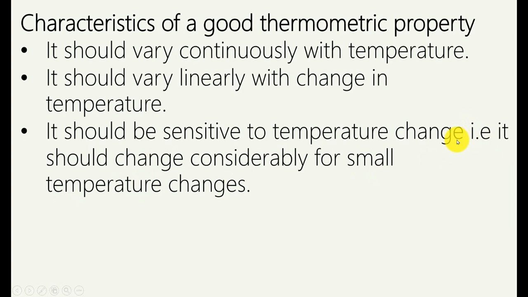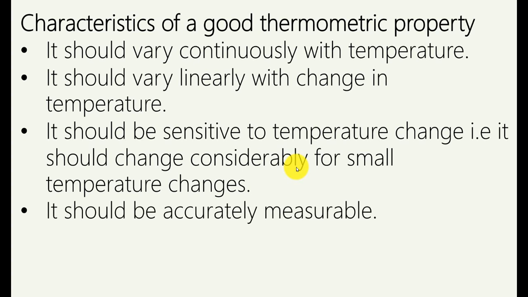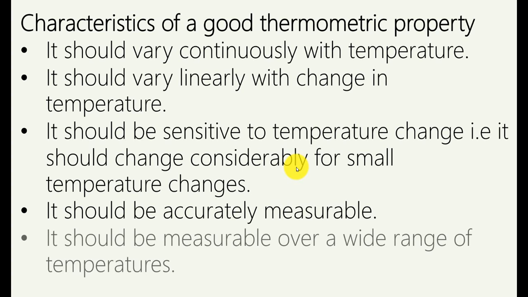Do me a favor and put an S here. Or to temperature change anyway. I.e. it should change considerably for small temperature changes. So if there is just a slight temperature change, then even that thermometric property should also change considerably. So it should be accurately measurable. It should be one that you can easily measure with a simple apparatus. And then it should be measurable over a wide range of temperatures. So a good thermometric property should possess these characteristics for it to qualify to be a good thermometric property.